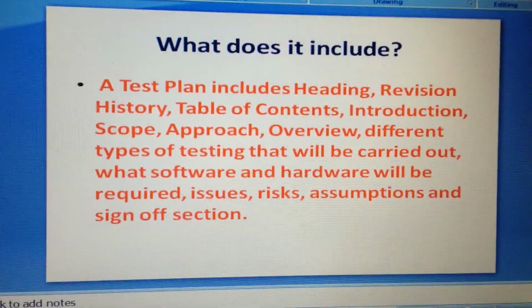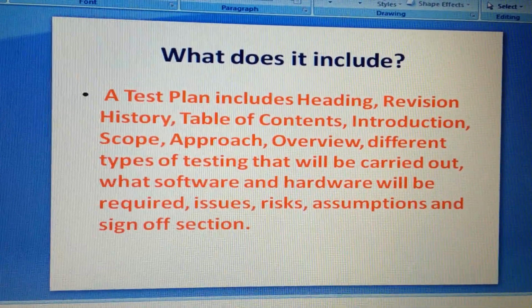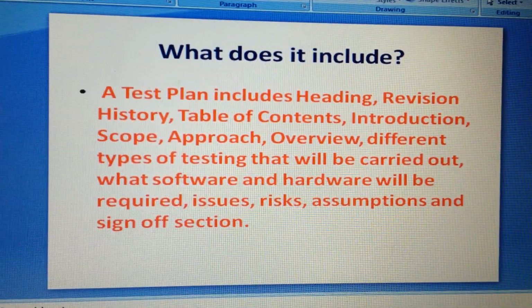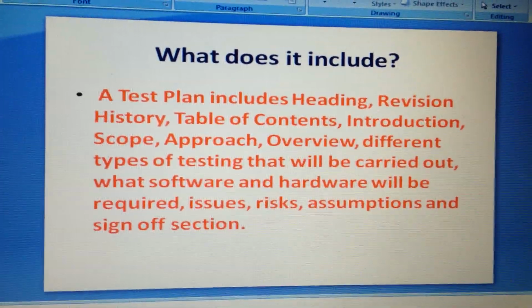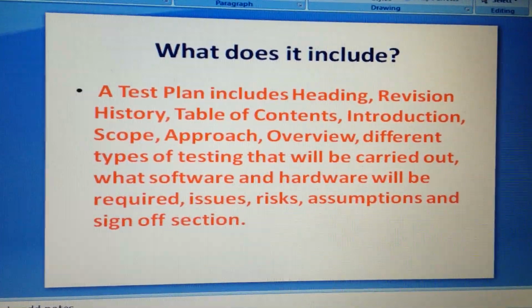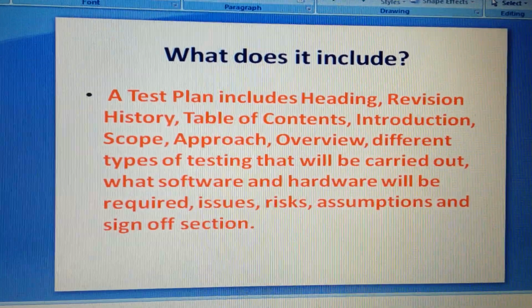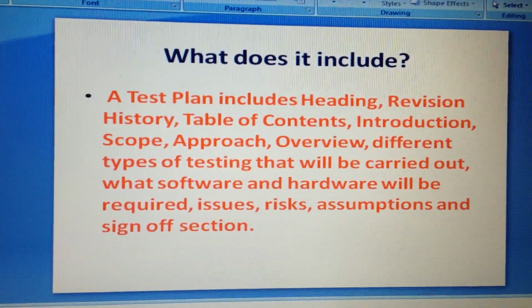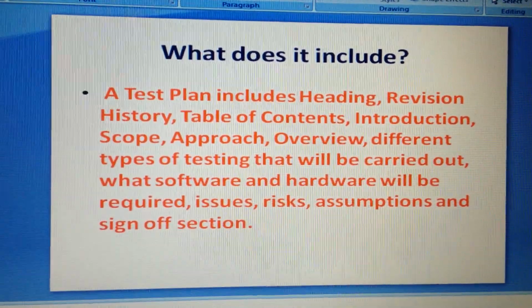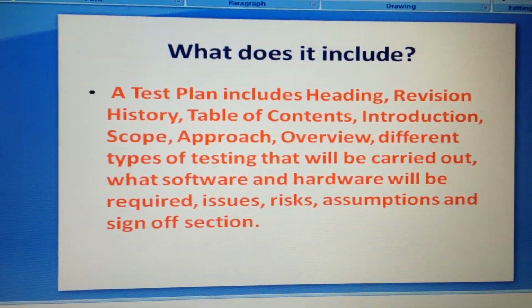So the test plan is very crucial. It explains how the testing is being done, or the whole planning stage. Sometimes it takes 2-3 weeks to develop a test plan. So this is a very important thing from a testing perspective.